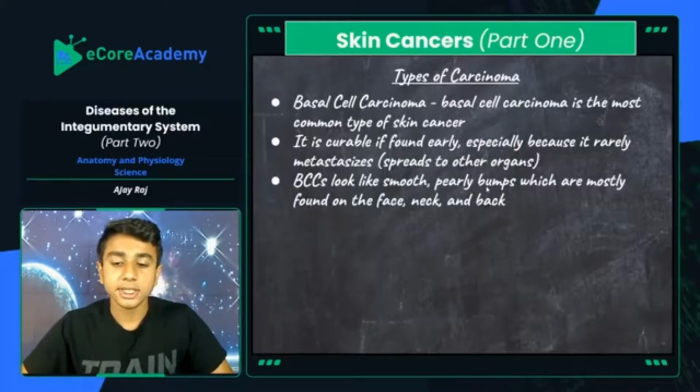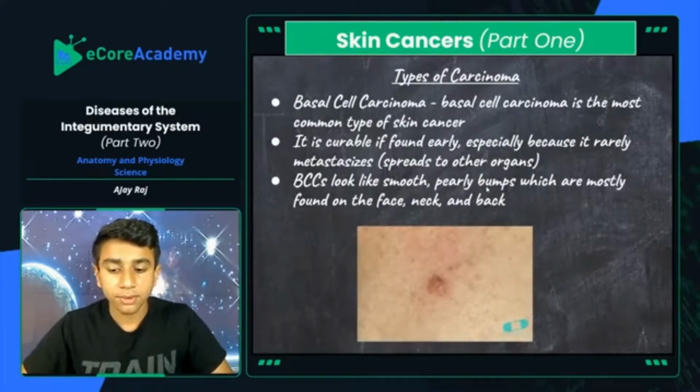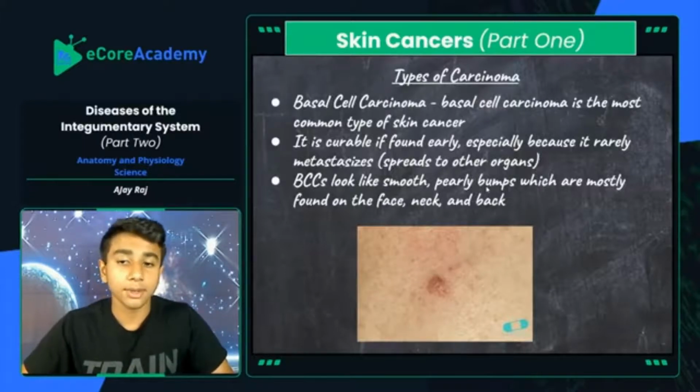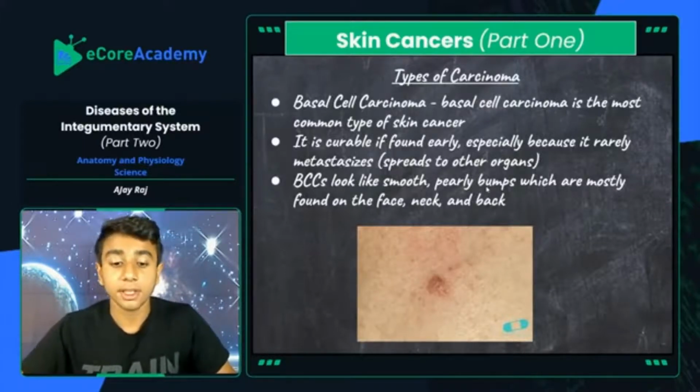And BCCs, which are basal cell carcinomas, look like smooth, pearly bumps, which are mostly found on the face, neck, and back. So I'm going to be switching to the picture in 3, 2, 1. So this is the picture, very simple. Not much on the exterior actually happening here, but a lot more on the interior. It's basically a giant war happening. And skin cancer is something that's not meant to be joked around with.